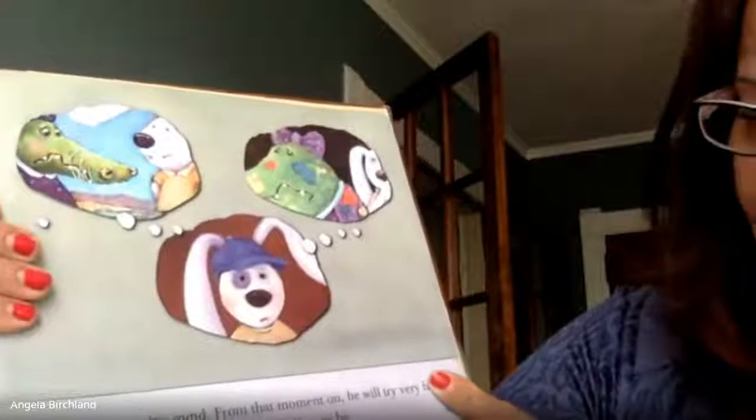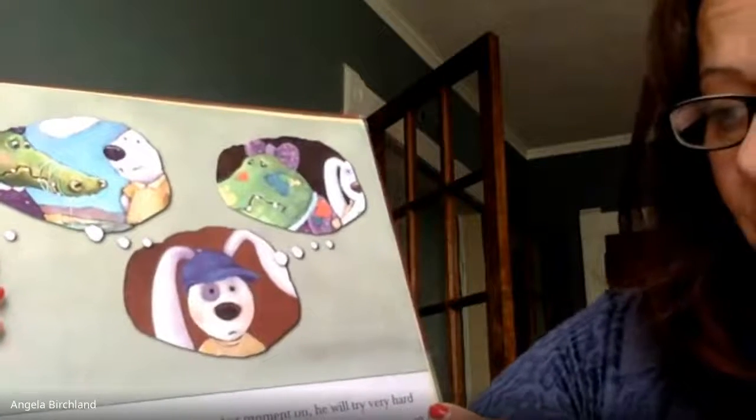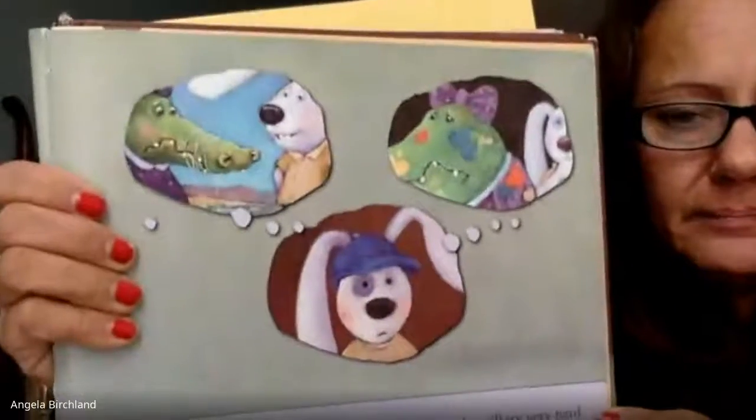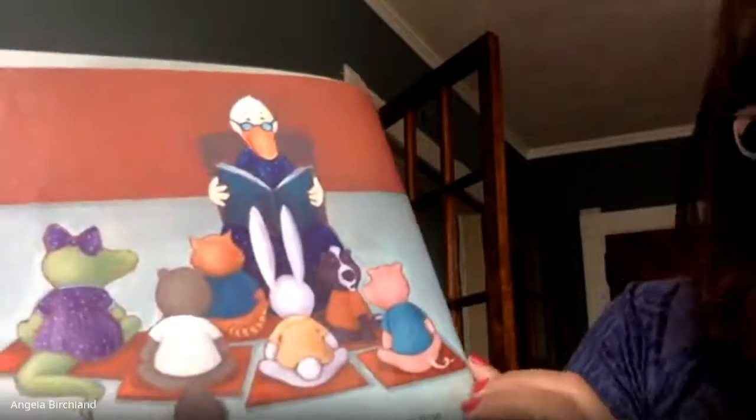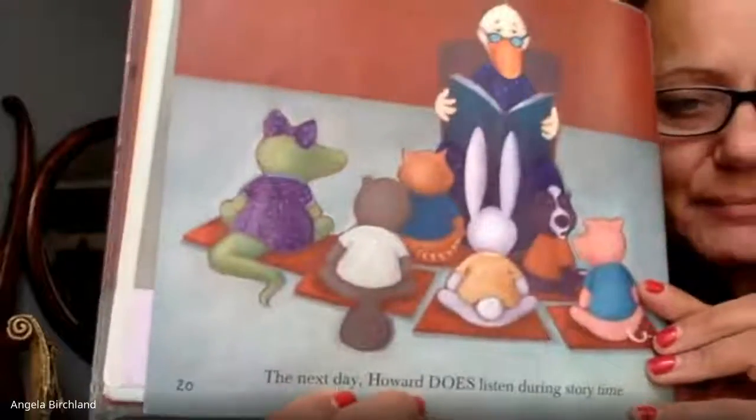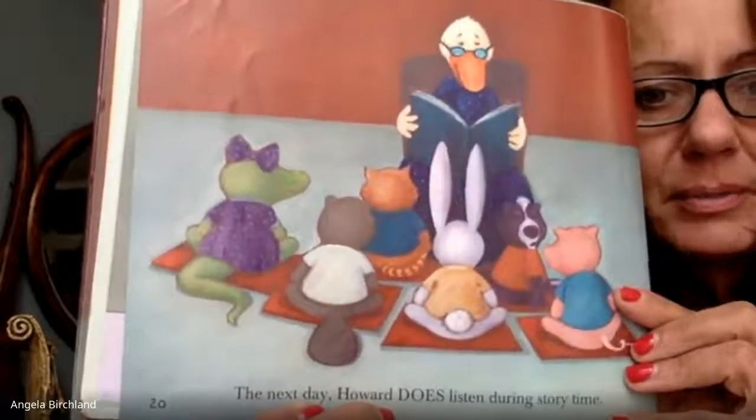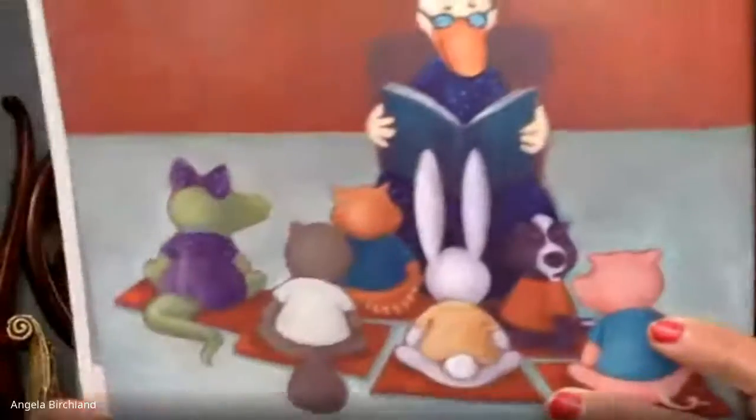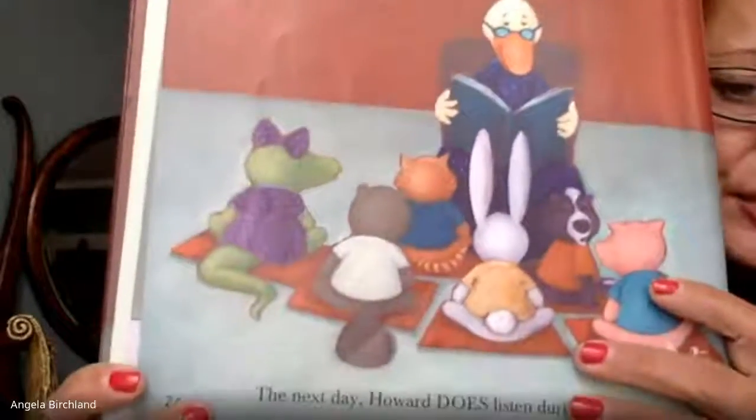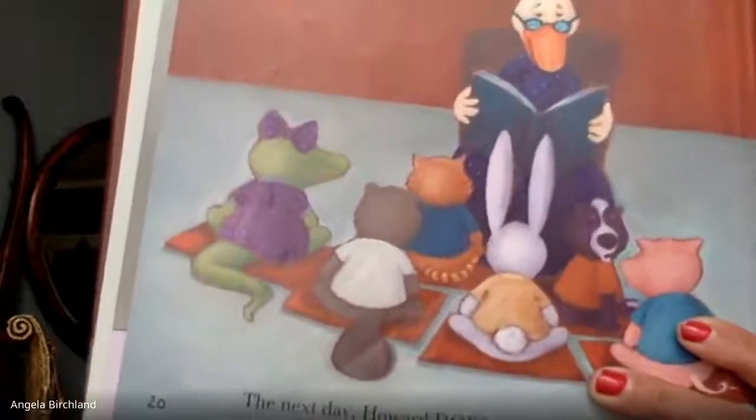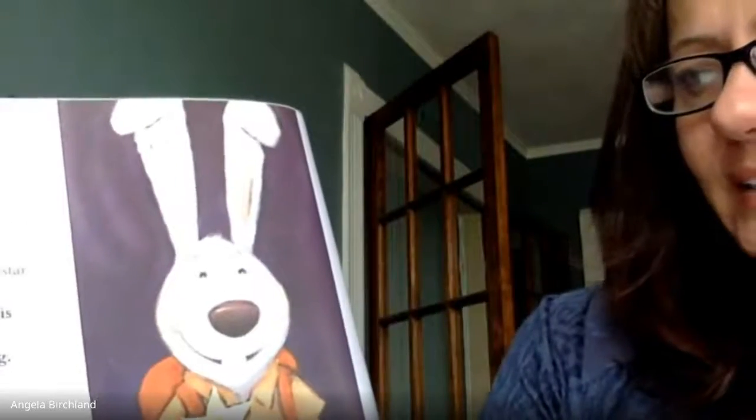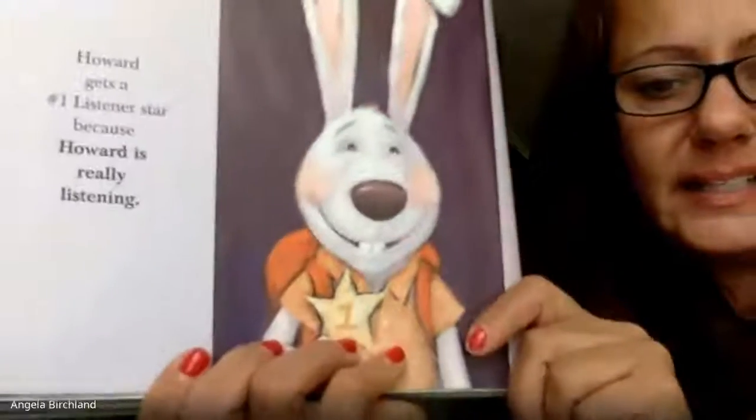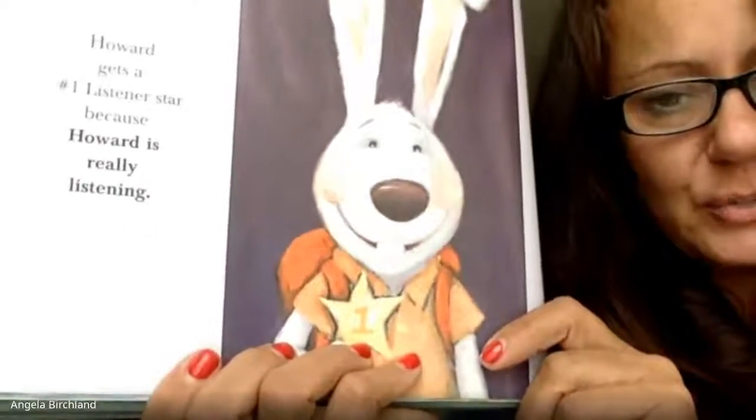Howard makes up his mind. From that moment on, he will try very hard to be the best listener he can be. This is a fun part. So the next day, Howard does listen during story time. Oh, and the way his ears are perked up, it looks like he's enjoying listening. He waits for his turn to talk and then asks questions about the story. Now that's a good reader. Howard gets a #1 listener star because Howard is really listening. He looks happy there too, doesn't he?